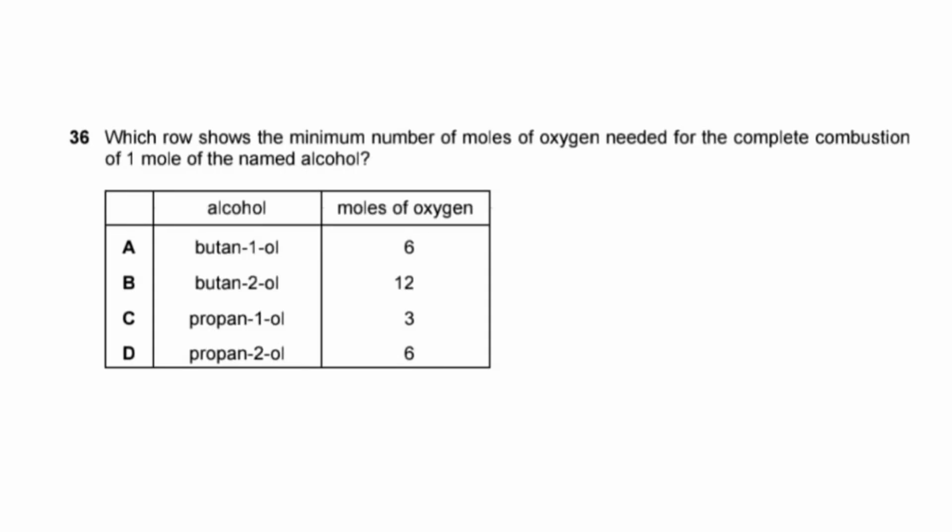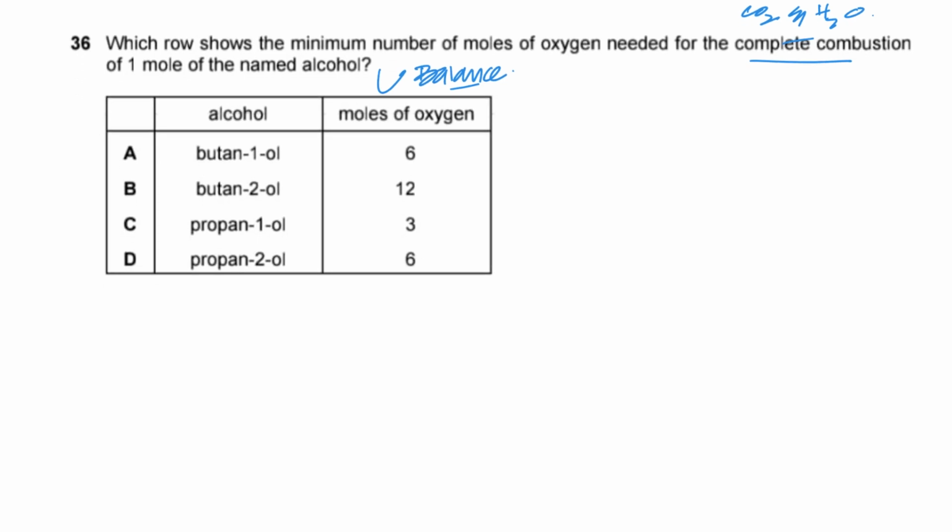Okay, which row shows the minimum number of moles of oxygen needed for the complete combustion? You know, complete combustion results in the formation of carbon dioxide and water and large amounts of energy, right? So for the complete combustion of 1 mole of named alcohol, now for this you just need to balance the equation, sir. Write down the combustion equation for butanol and propanol.